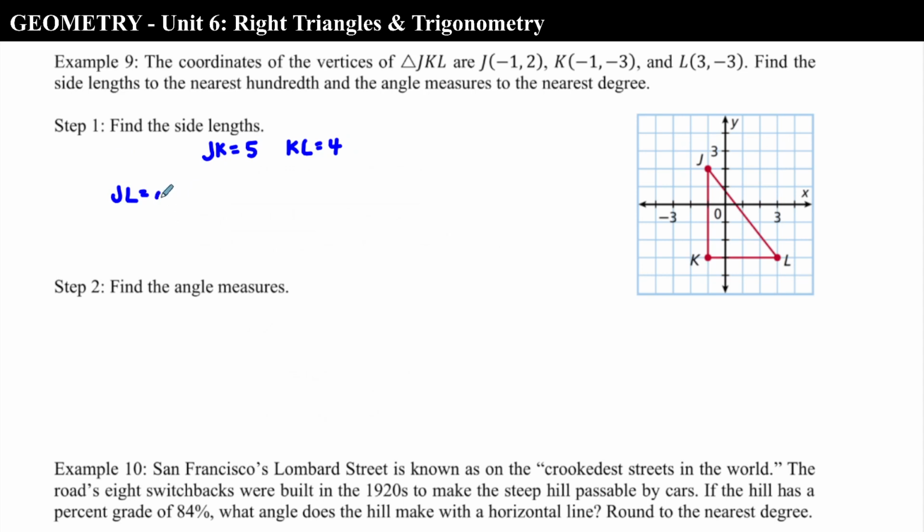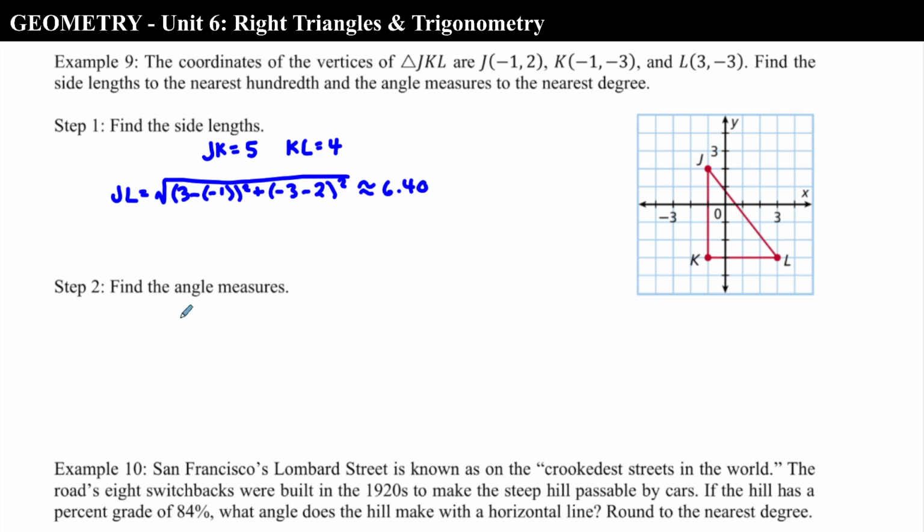So if you use the distance formula, you're going to end up with 3 minus -1 squared plus our x's, -3 minus 2 squared. And that's going to give you, once you do all the math, I'll let you do that on your own, approximately 6.40. So those are our side lengths.